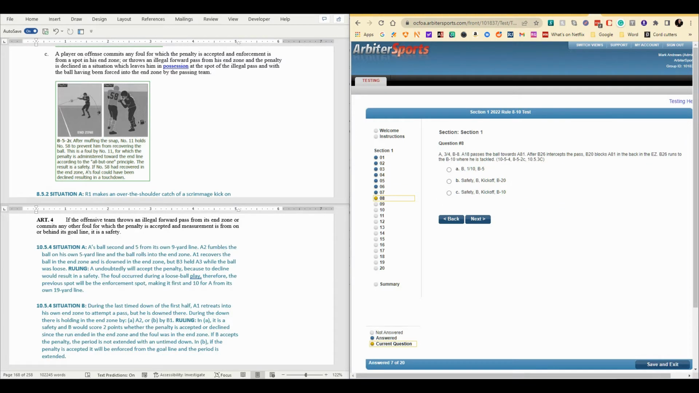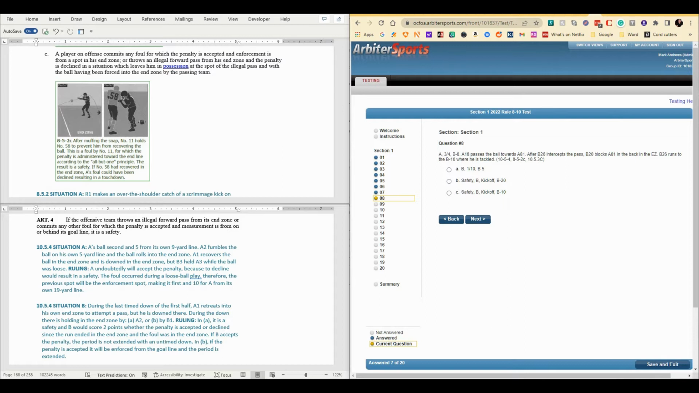Okay, question number 8. Sort of similar to the previous question, but not so much. Anyway, A third and 4 at the B8. So they're going in, right? A18 passes the ball towards A81, and B26 intercepts the pass. After he intercepts the pass, B20 blocks A81 in the back in the end zone. B26 runs to the B10 where he is tackled.